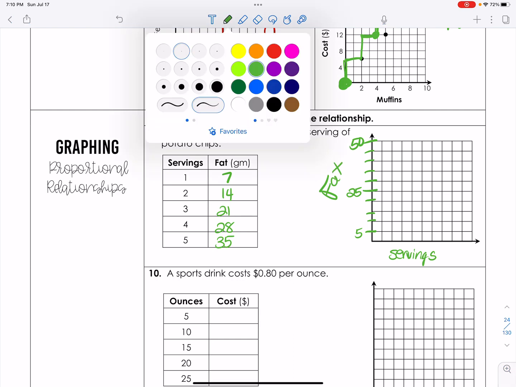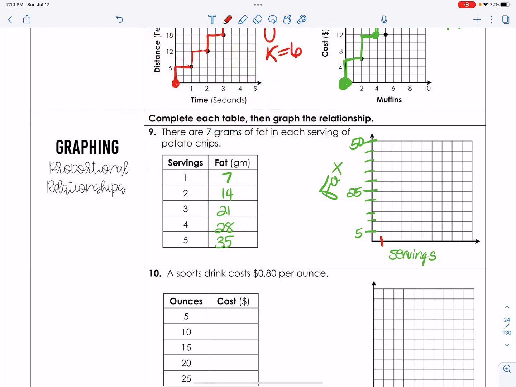If I do the first point, I'm going over 1, up 7. That's a little bit above 5. Over 2, 5, 10, here's 15, so it'd be about right there. Over 3, 5, 10, 15, 20, a little bit more than 20. Over 4 is 28, 5, 10, 15, 20, 25, 30, a little under that. And 5 is 35. So it definitely makes a line, right?